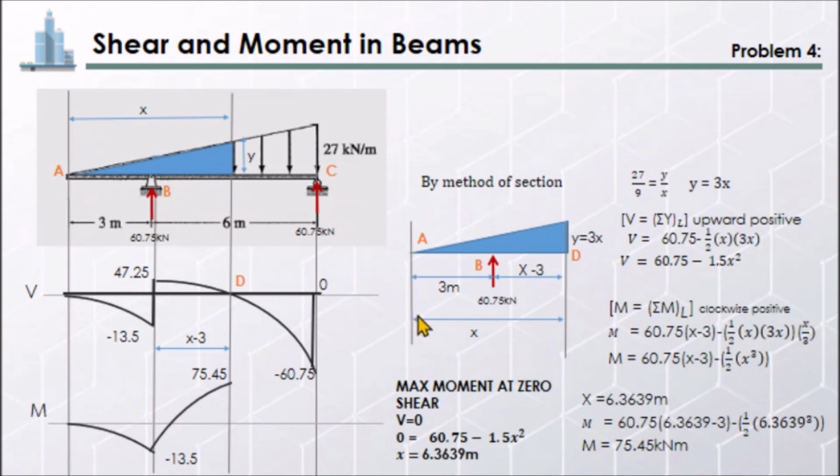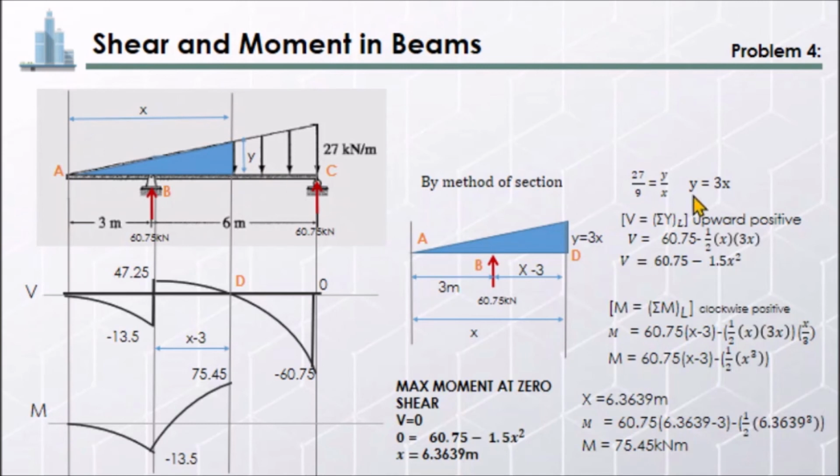So, let us consider this side, this blue triangle. Here it is, when I move it. And we assume this is x. So, we have A to B, 3 meters. Since A to D is x, then B to D is x minus 3. We have a reaction at point B, that is 60.75 kilonewton. Now, class, what is this y? We have not solved it yet, right?